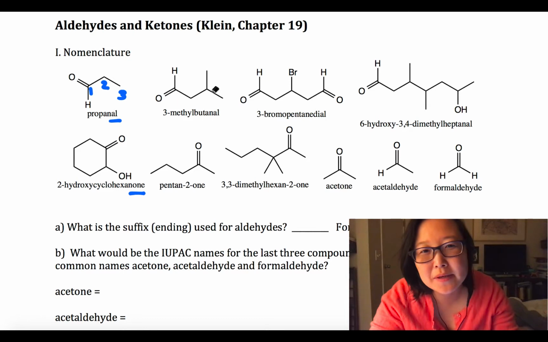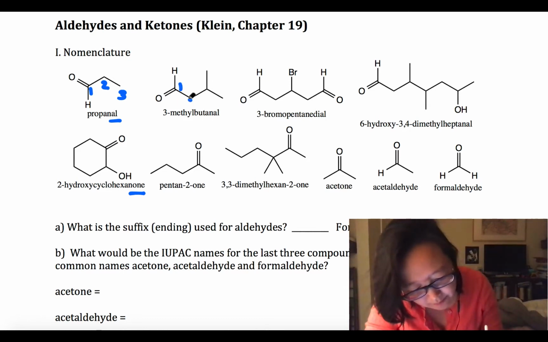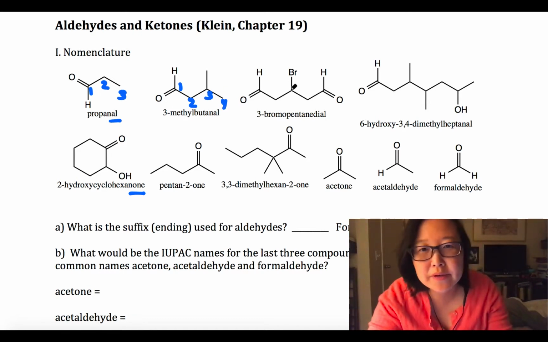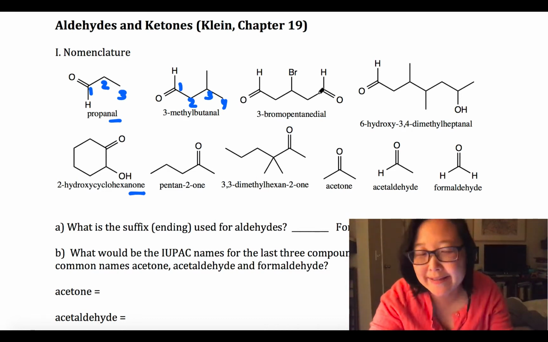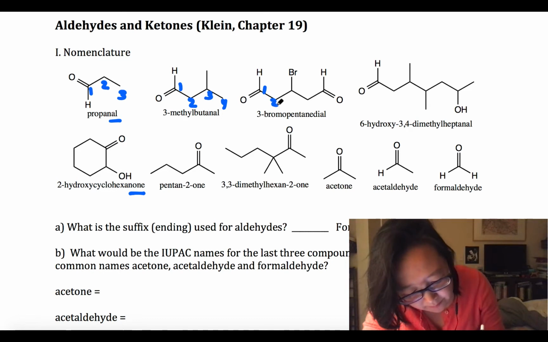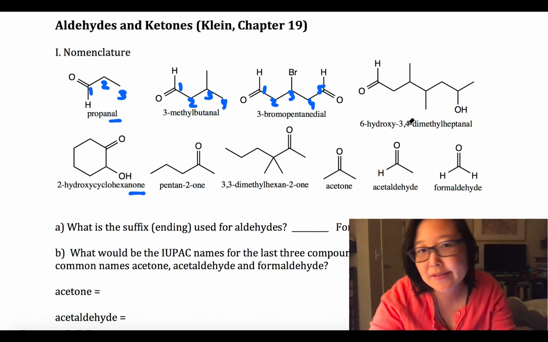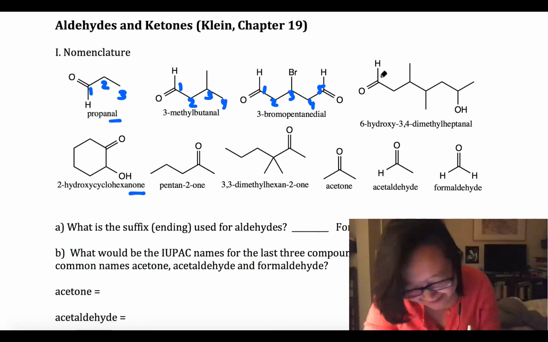So let's go through each of these names. 3-methylbutanal, because we're numbering 1, 2, 3-methyl, and butanal is fine. 1, 2, 3, 4, 5. So this is a dialdehyde, and we've got a bromine in the 3rd position. And so again, you don't have to say 1,5-dial because it's obvious the aldehyde has to be on the end. So it's sort of a nice thing about aldehydes.